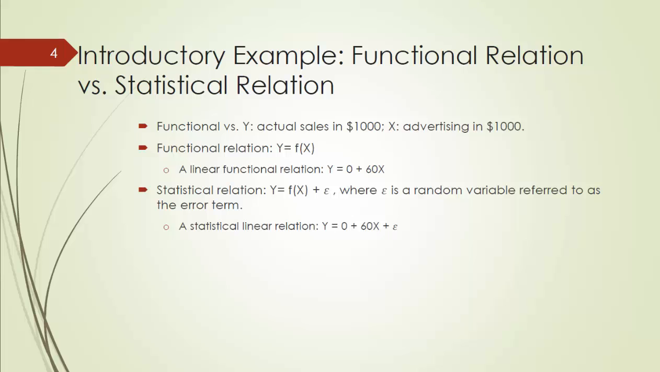Instead, it is a statistical one. A statistical relation between Y and X can be written as Y equals f of x plus epsilon, where epsilon is a random variable referred to as the error term. In our example, epsilon is the change in sales that cannot be explained by the linear relationship between x and y. It might be due to other factors such as competition, economic conditions, among others.